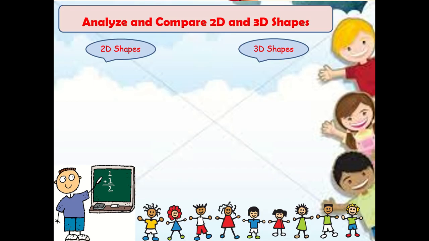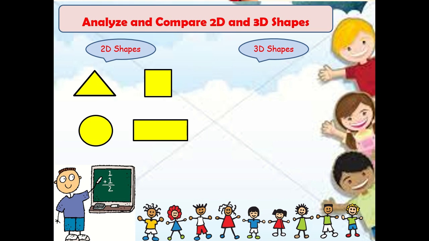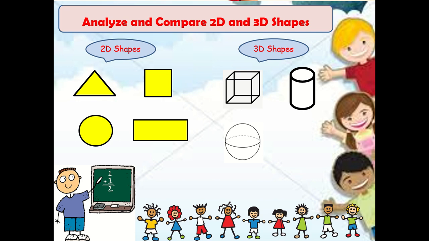First, analyze and compare 2D and 3D shapes. Again, what are the 2D shapes? We have triangle, square, circle, and rectangle. Very good. How about the 3D shapes or the solid figures? Cube, cylinder, sphere, and cone. So please remember these 2D shapes and 3D shapes.